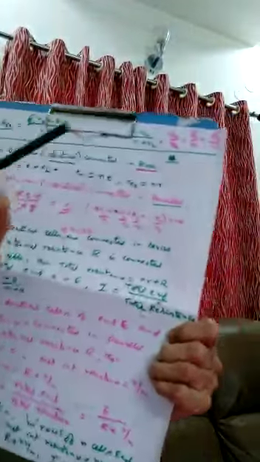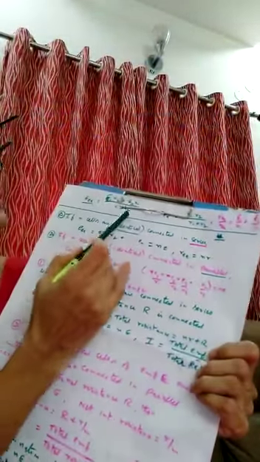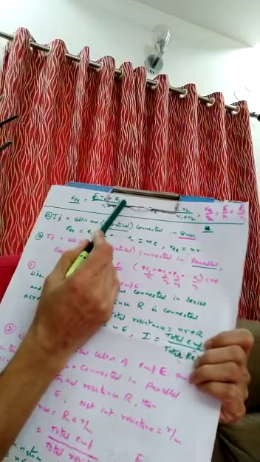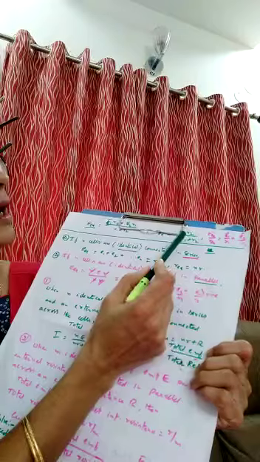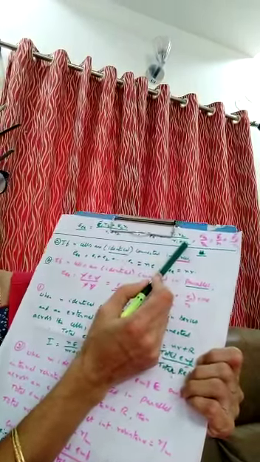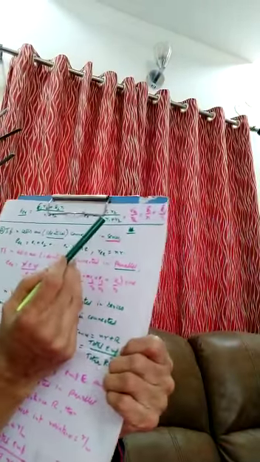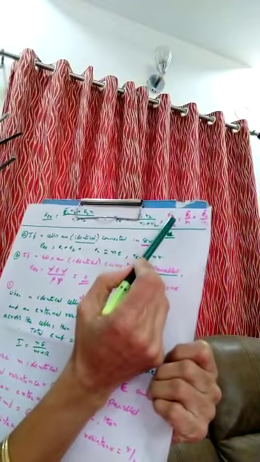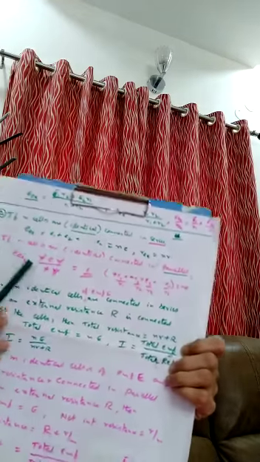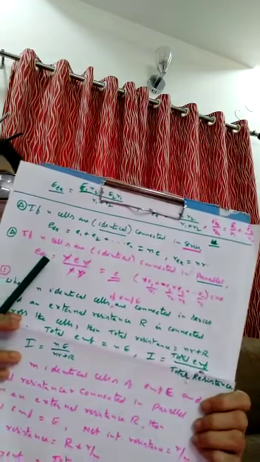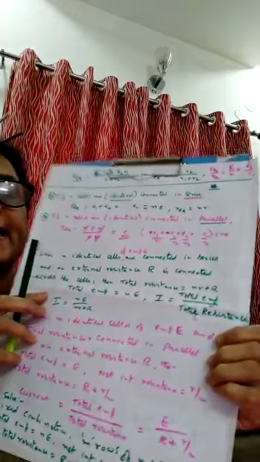The formula is: E equivalent is given by (E1R2 plus E2R1) upon (R1 plus R2), and R equivalent is R1R2 upon (R1 plus R2). E equivalent by R equivalent is E1 by R1 plus E2 by R2, and so on here, right? Okay, suppose the next case.